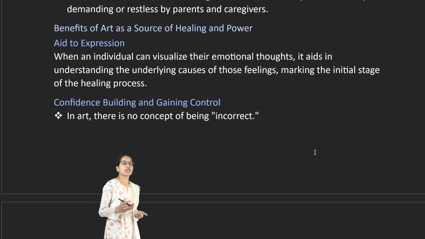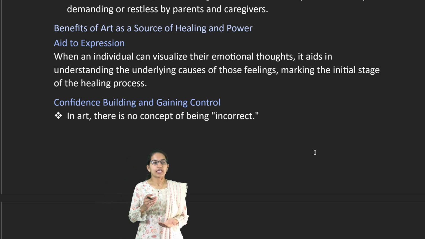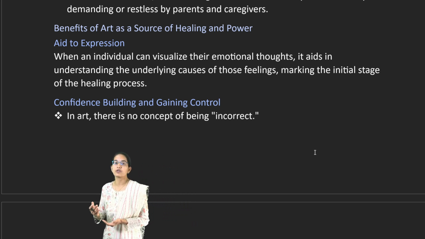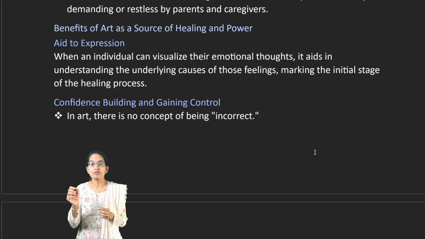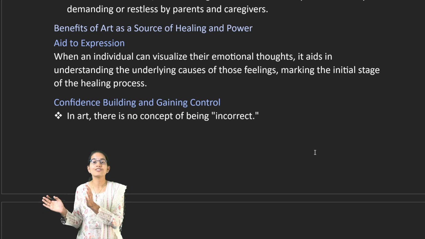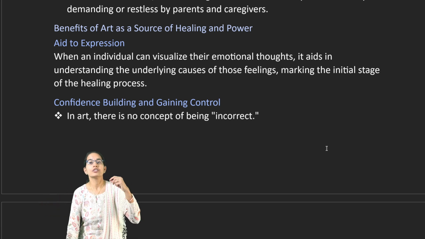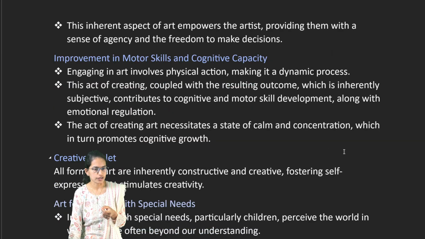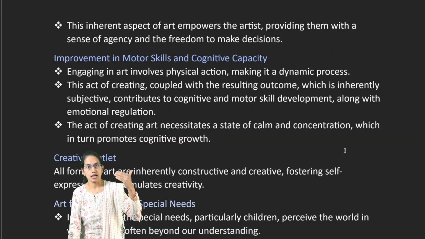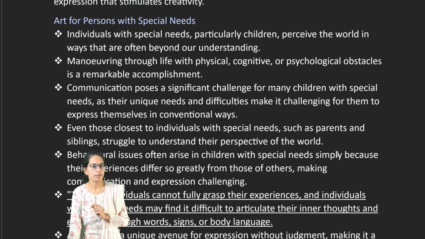As I mentioned, art has been a source of healing. It aids expression, helps to build confidence and gain control. When you are going with finer movements, even in the performing arts or in the visual arts, then you are trying to have more control over the minute details that you are working on. It also provides creative outlets. That means it stimulates creativity, and improves motor skills as well as cognitive skills.